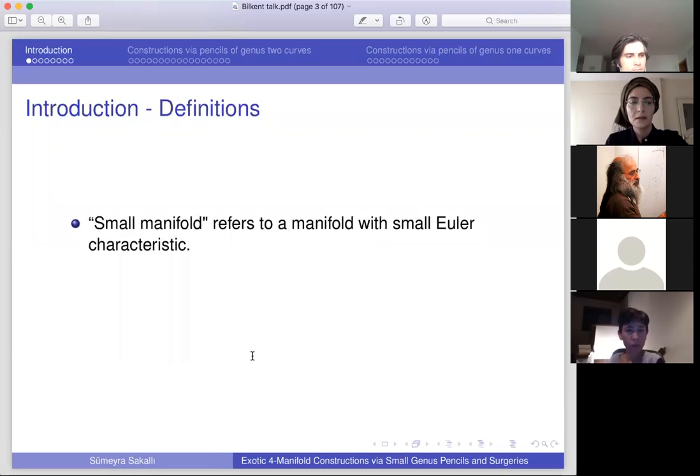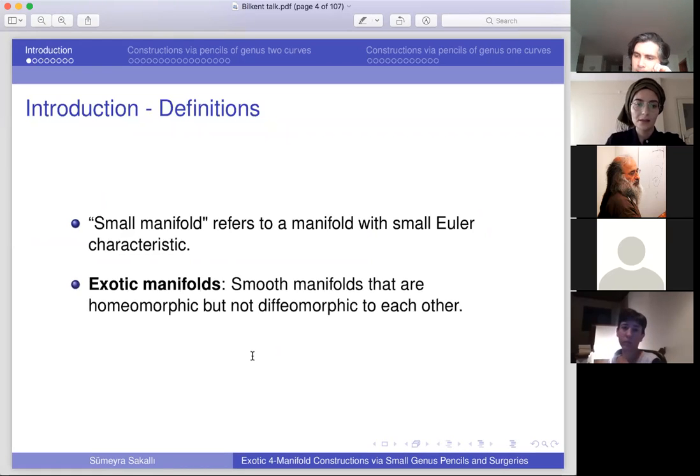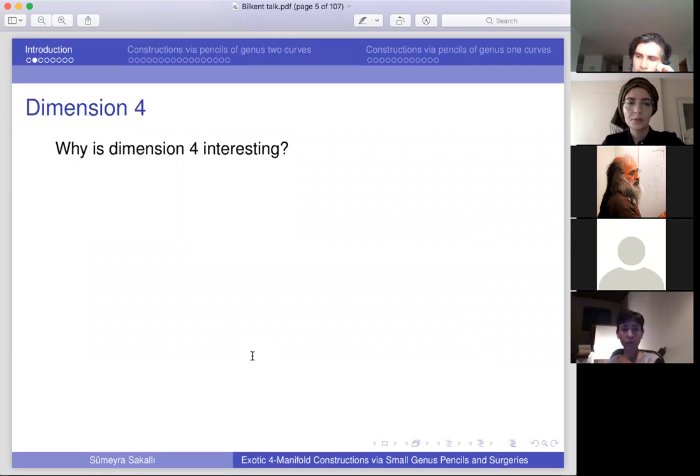So let's start. First of all, when I say a small manifold, it means a manifold whose Euler characteristic is small. And exotic manifolds are smooth manifolds. They are homeomorphic, but not diffeomorphic to each other. So topologically, they are the same manifolds, but their smooth structures are different. In my research, I'm mostly working in dimension 4. And I want to mention this dimension a little bit. Why is it interesting, or how is it different from other dimensions?